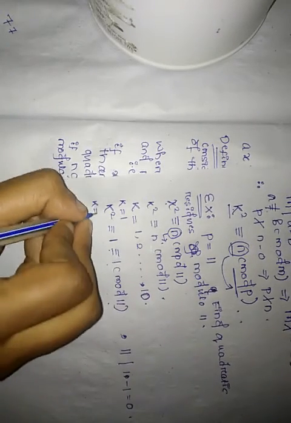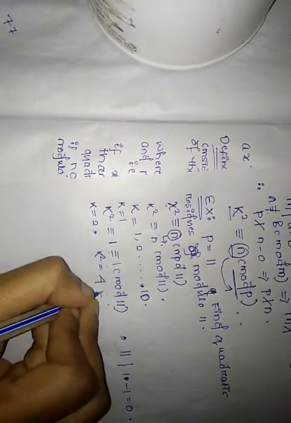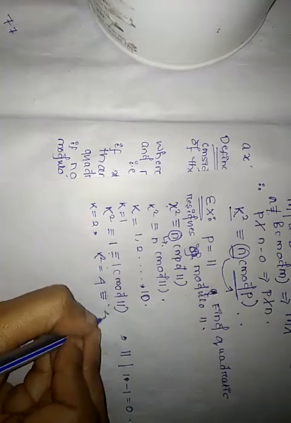Again, if we take k = 2, we have k² = 4, which is congruent to 4 mod 11, because 4 is less than 11.